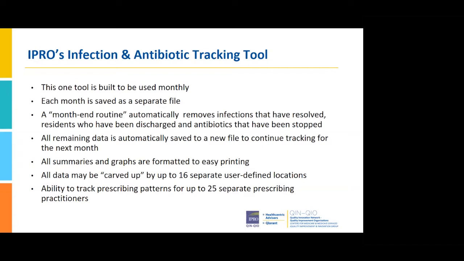As mentioned before, the tool will separate your data into as many as 16 different user-defined locations. Those could be floors, units, neighborhoods. It's your choice. And you will have the ability to build a user-defined listing of up to 25 separate prescribing practitioners. It's important to set up this listing on the Prescriber Listing tab at the beginning because the list links to the drop-down for the prescribers on the data entry sheet.